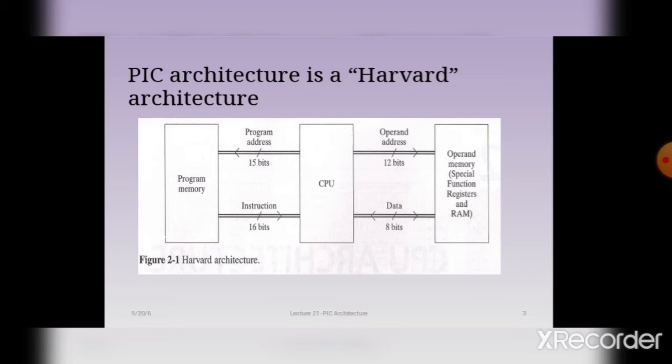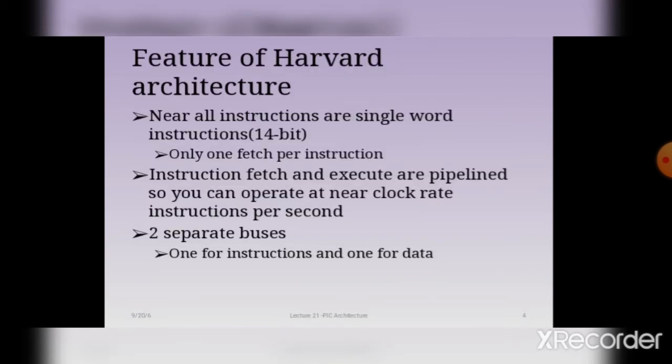But in Harvard architecture, you will have separate memory modules for program and data storage. The best example is the 8051 microcontroller. There we have a separate memory for program as well as data, which we call program memory and data memory. This is the basic difference between von Neumann and Harvard architecture. So the PIC has a Harvard architecture, which means you are going to have separate program and data memory.